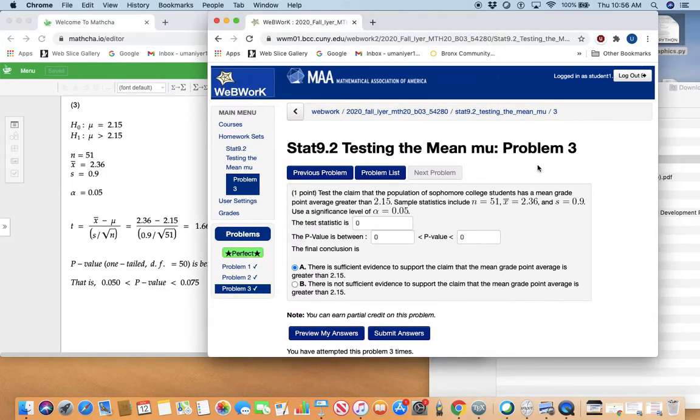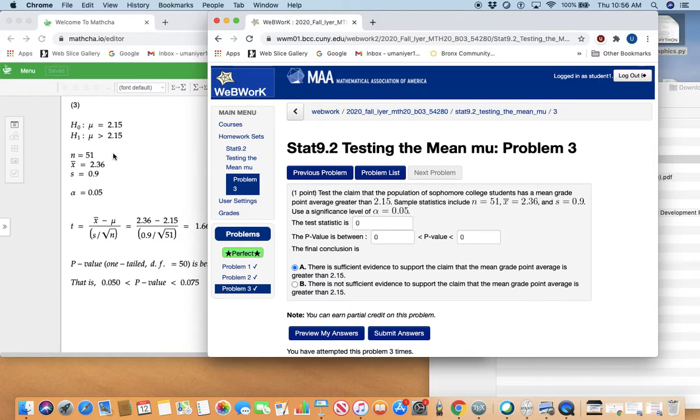Come back. Problem 3. Test the claim that the population of sophomore college students has a mean grade point average greater than 2.15. So, your null hypothesis is that mu equals 2.15 and the alternate hypothesis is that mu is greater than 2.15. Sample statistics include n equals 51. So you have a sample size of 51.